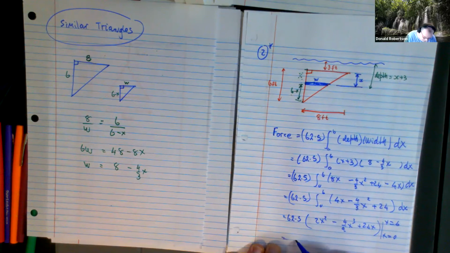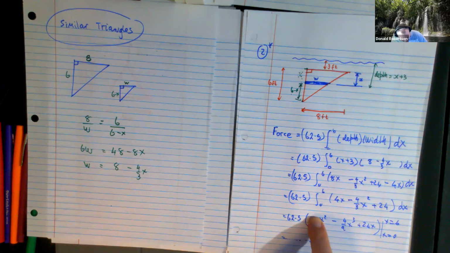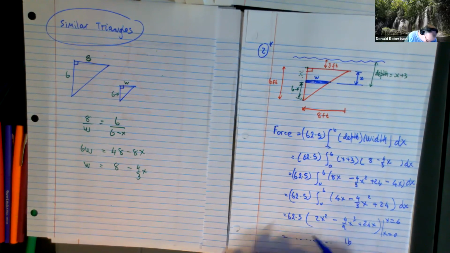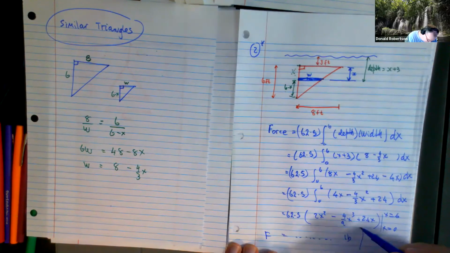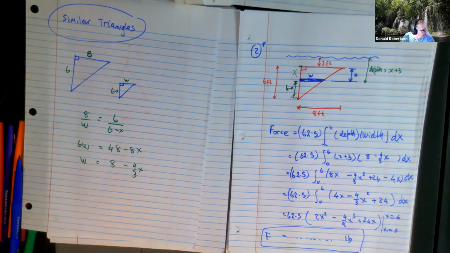And I'm just saying dot, dot, dot, right? Isn't it just number crunching? Plug in 6, get the answer. Plug in 0, which is nothing. When you plug in 6 and get your answer, then multiply it by 62.5, and whatever that number is, that's your force. And you are done.